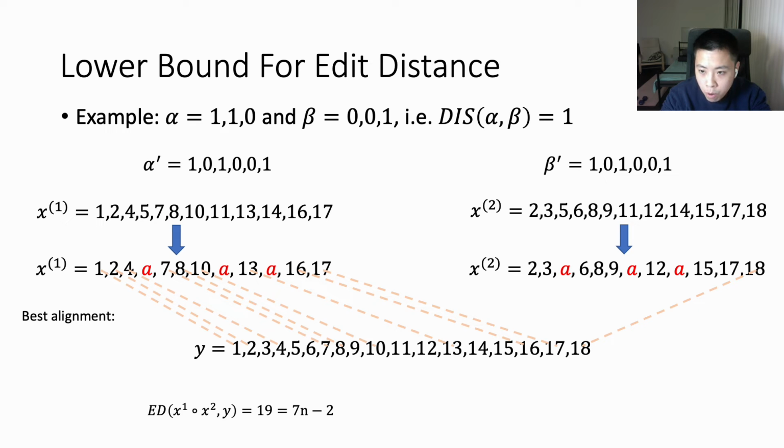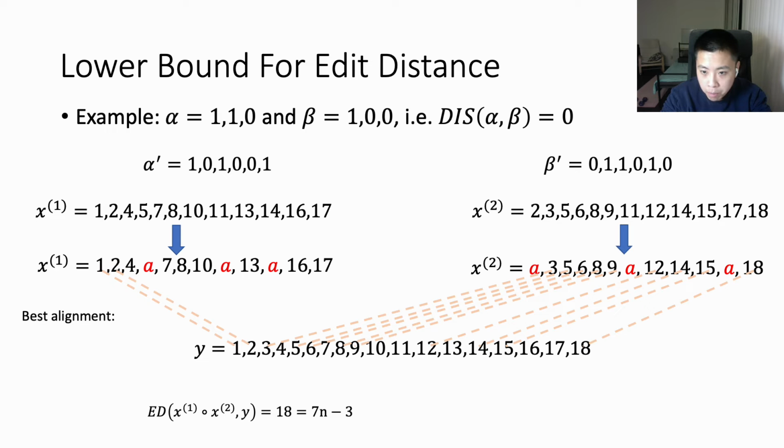Let alpha be 110 and beta be 001. In this case, alpha and beta are disjoint. We can build x1 and x2 like this. It is easy to verify that the edit distance between the concatenation of x1 and x2, and y is 19, and the corresponding best alignment between x and y is marked in this slide. The best alignment is not unique.